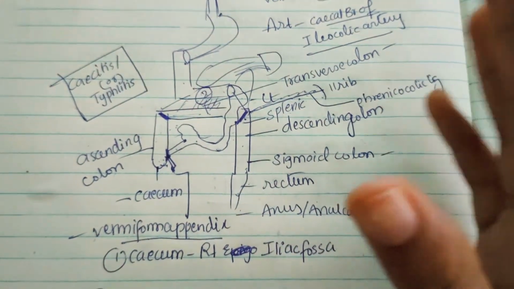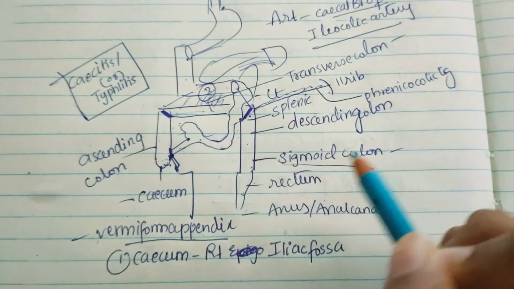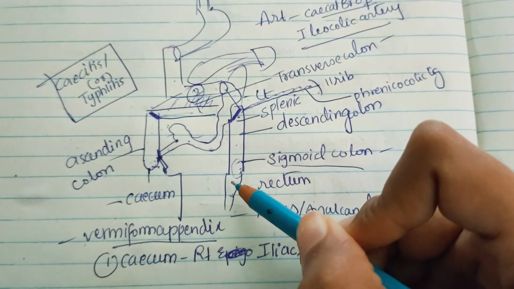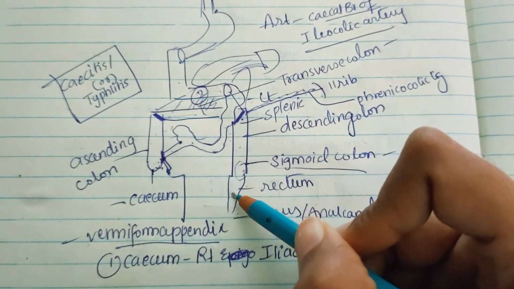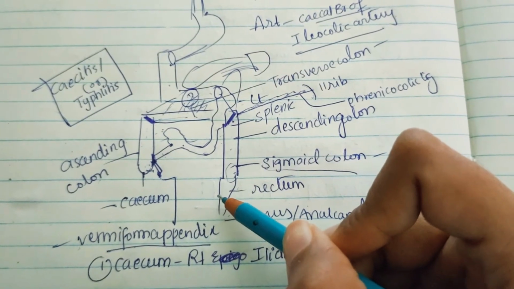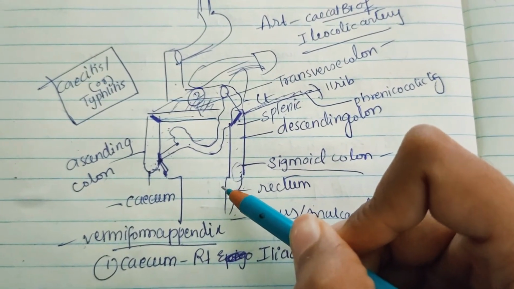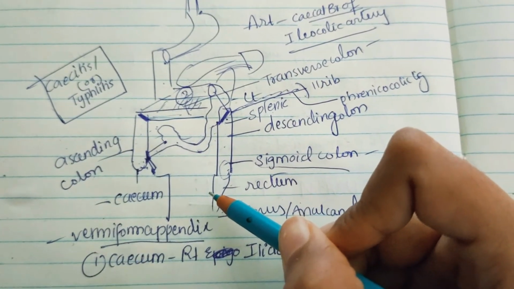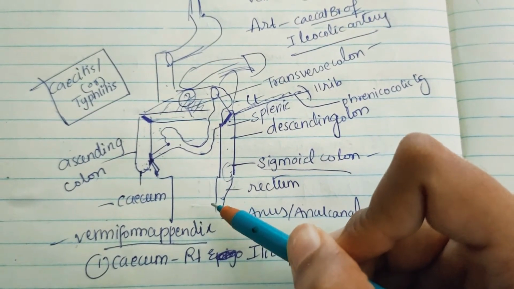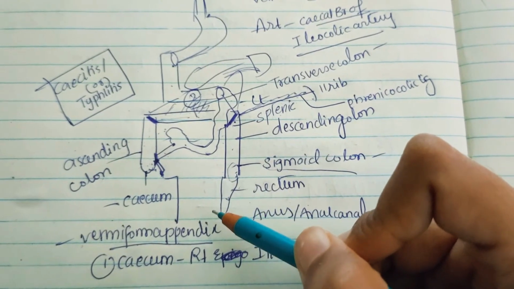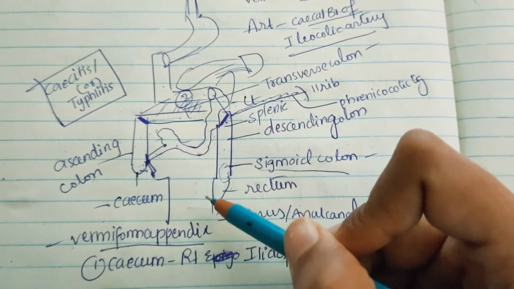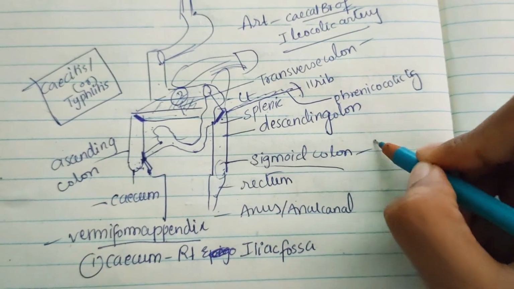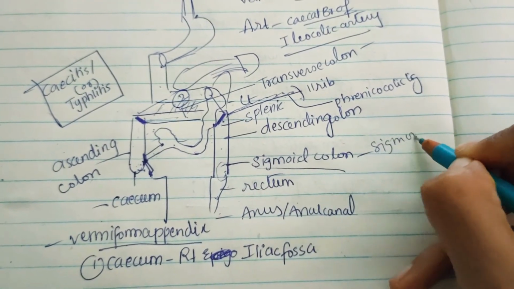So next coming to the sigmoid colon. Here you can see the sigmoid colon. It is 37.5 centimeters long, extending from the pelvic brim to the third piece of sacrum, where it becomes rectum. It forms a sinuous loop, hanging downward in the pelvis over the bladder and uterus. Occasionally it is very short and takes a straight course. It is suspended by the sigmoid mesocolon and it is covered by coils of small intestine. So it also has a mesocolon, that is the sigmoid mesocolon.